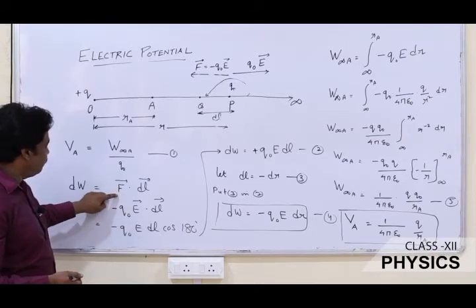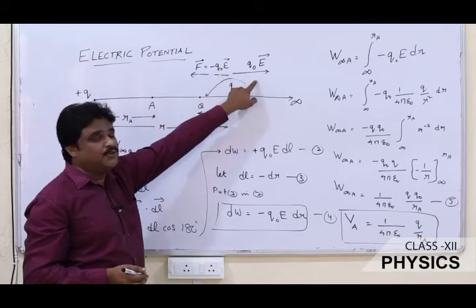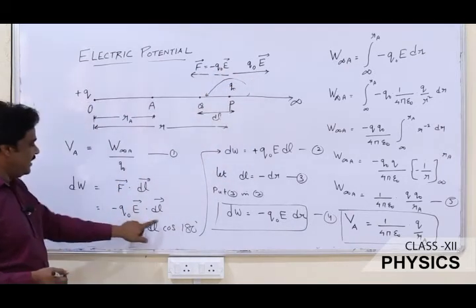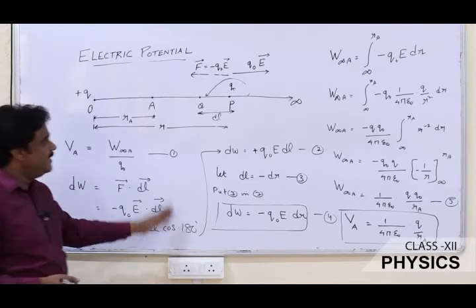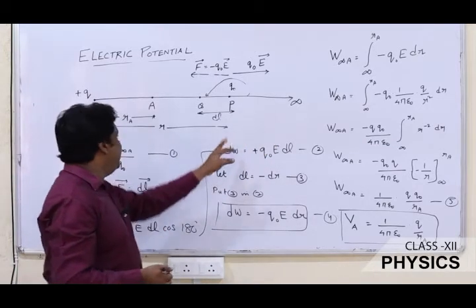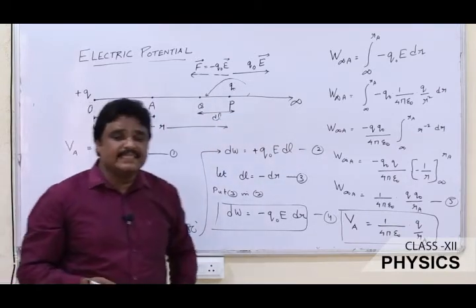Now put the value of F. I am going to put F is minus Q naught E to be very clear. The value of F is not plus Q naught E, it is minus Q naught E dot dl. Remove the dot product, it will be cos 180. Why is it cos 180? Because of the angle formed between E and dl: E is towards right, dl is towards left. So the angle traced is 180 degrees.